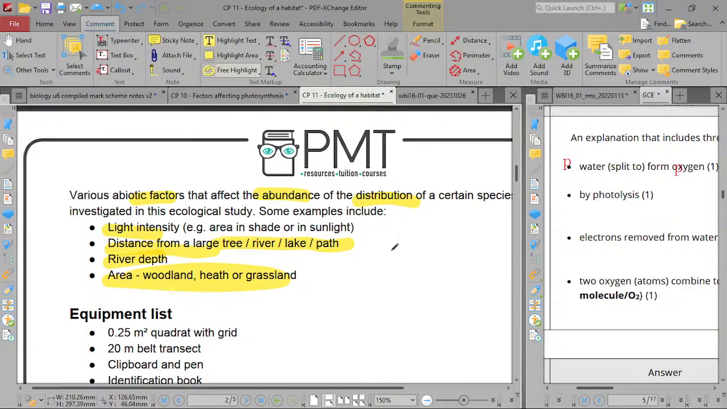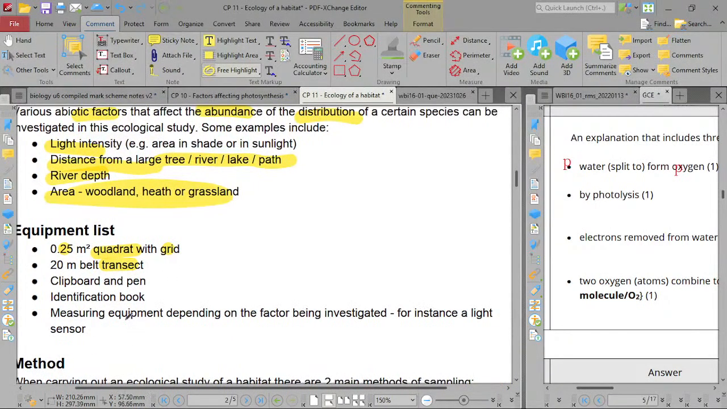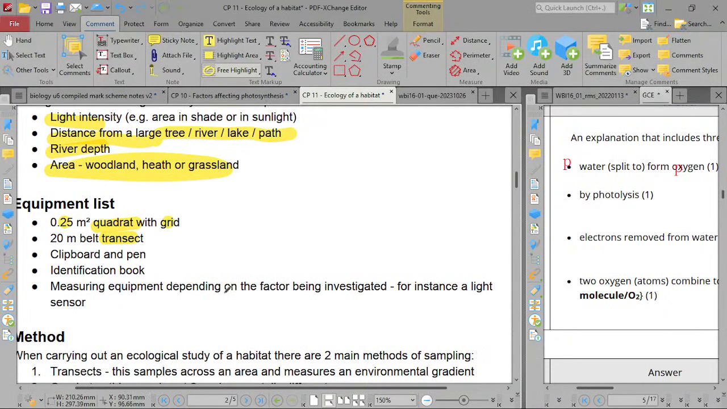But okay, sure. Equipment list is we need to have a quadrat, we need to have a transect. Quadrat is the one with the grid, 0.25 meters squared. The transect is the one that goes in one direction. That's going to be the non-random distribution or something. That's going to be a 20-meter belt. We have a clipboard with a pen, an identification book, and measuring equipment depending on the factor being investigated. For instance, a light sensor for measuring light intensity.